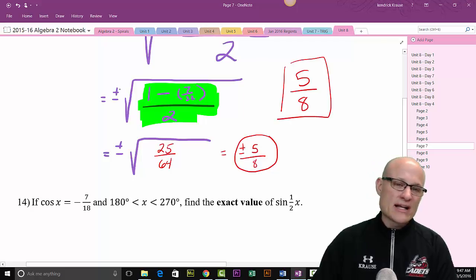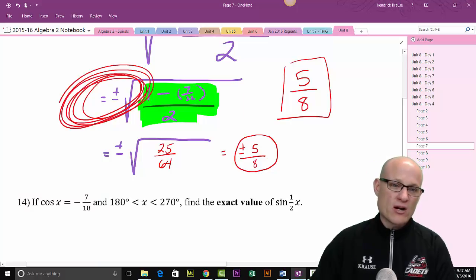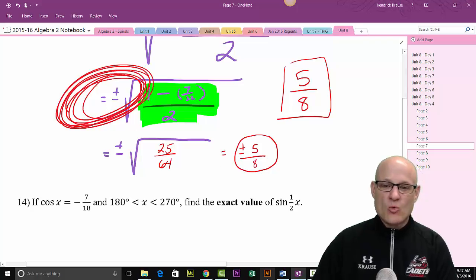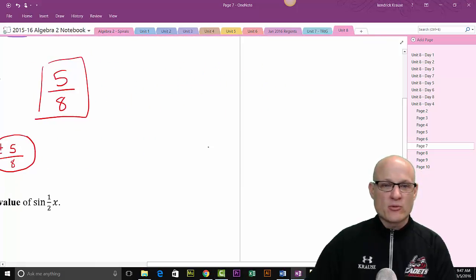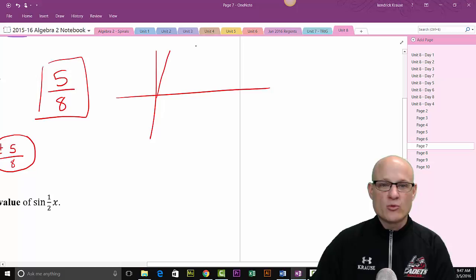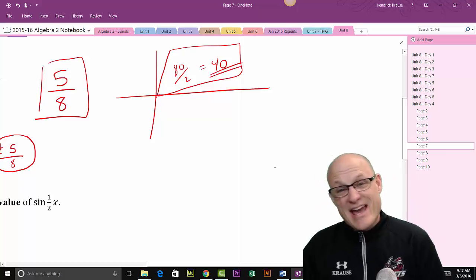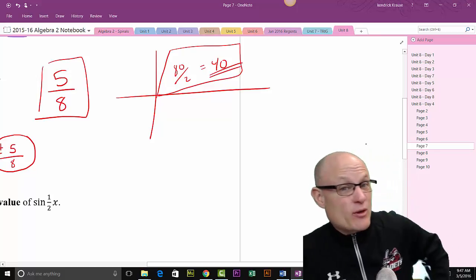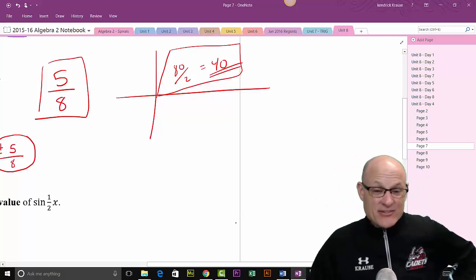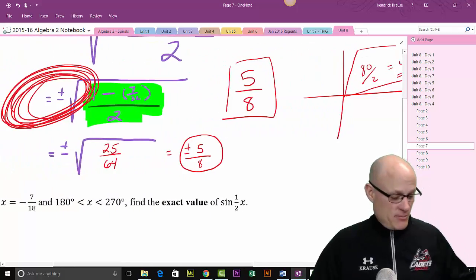So one of the last things you're going to have to do is figure out where x is when we're done with the problem. We got an angle. I didn't know where it was, but I knew that it was somewhere in this quadrant. It could be like 80. If I take 80 and divide by 2, I get 40. I'm still in quadrant 1. So when we're done with these half angle formulas, you're going to have to decide whether we take positive or negative. That's going to be one of the tricky parts of this whole thing.